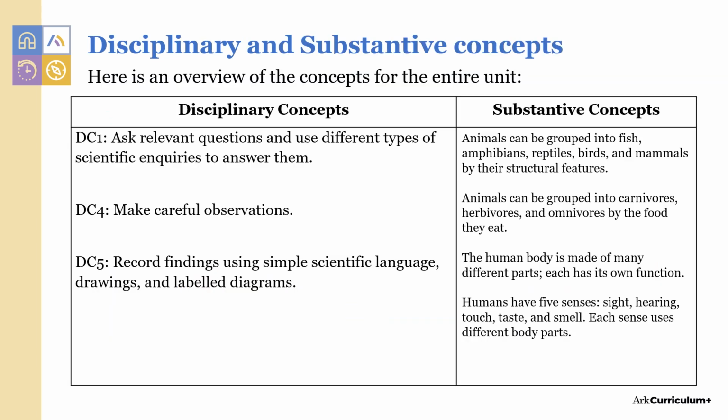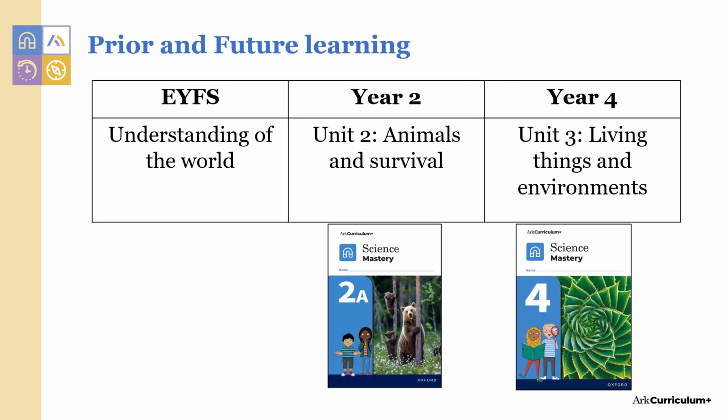Here are the overall disciplinary and substantive concepts for this unit. You can pause the video here to read through them, or you can find them in the progression document for the subject and this unit's unit planning guidance. Here is how this unit connects to other units with the future learning. A bullet point list of the progression and linking facts can be found in the unit planning guide.